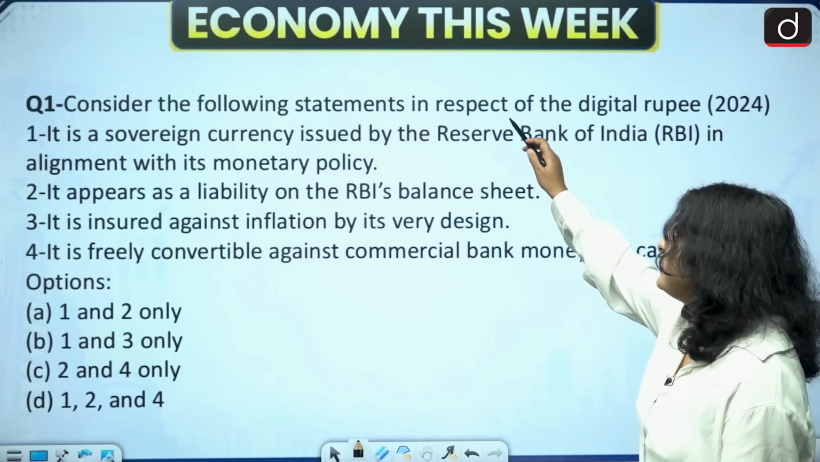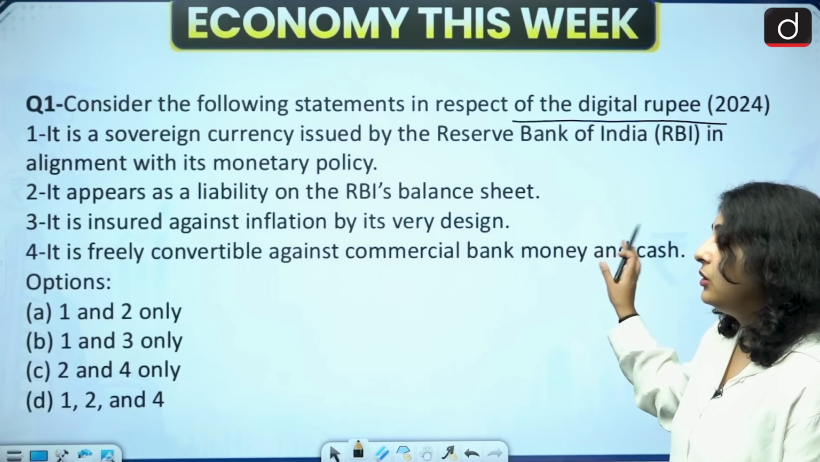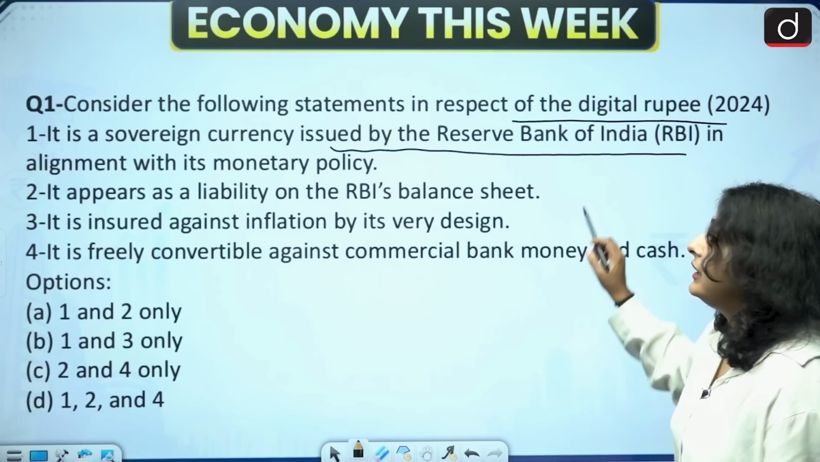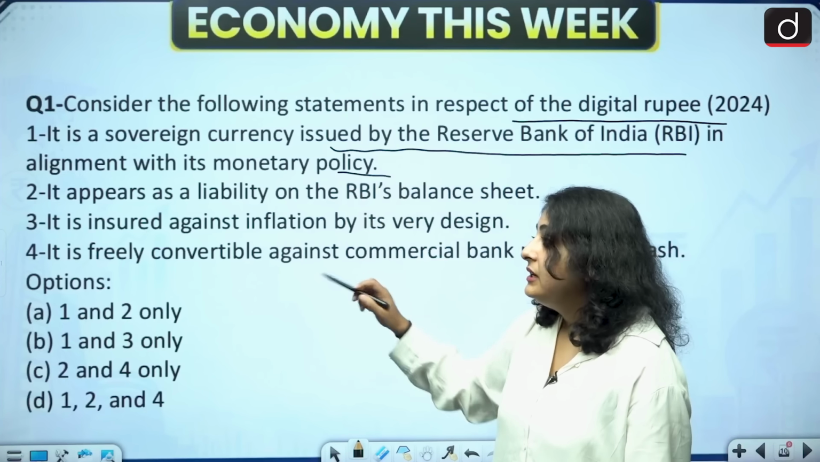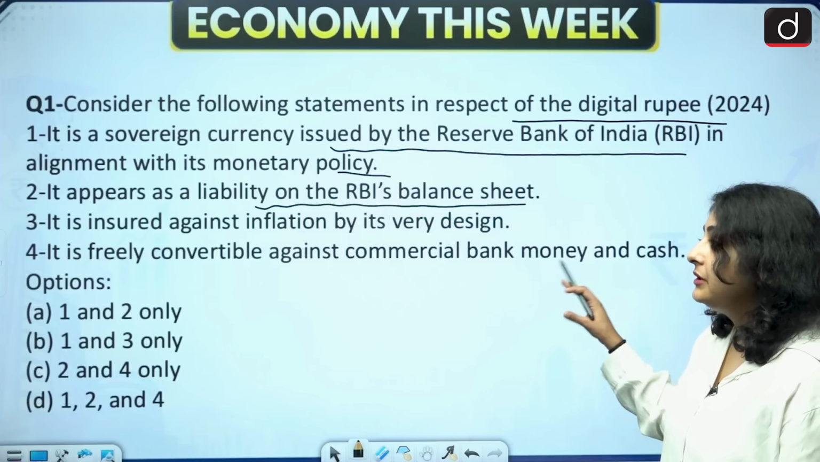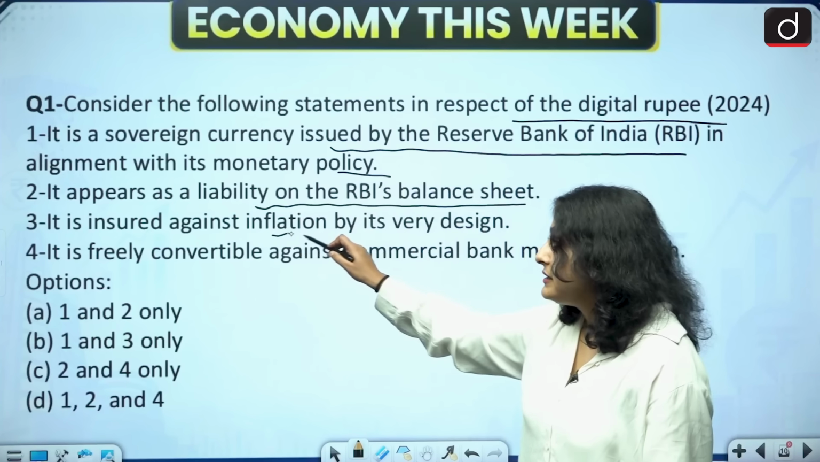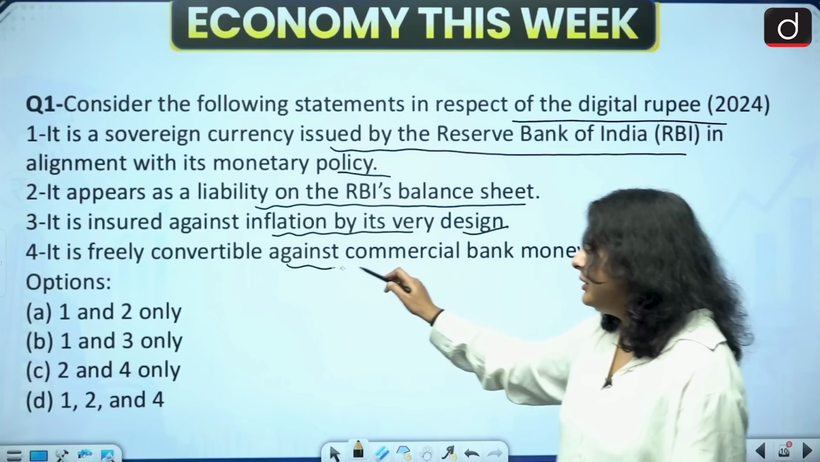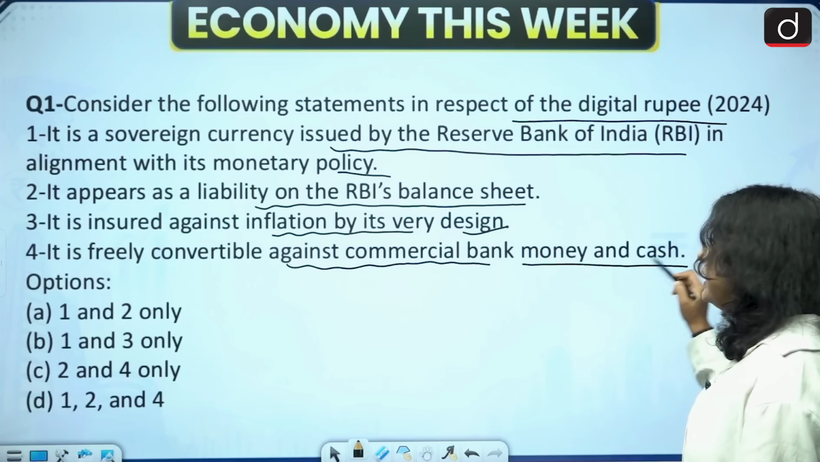Consider the following statements in respect of the digital rupee. Statement first: it is a sovereign currency issued by the Reserve Bank of India in alignment with its monetary policy. Second statement: it appears as a liability on the RBI's balance sheet. Third statement: it is insured against inflation by its very design. Fourth statement: it is freely convertible against commercial bank money and cash.